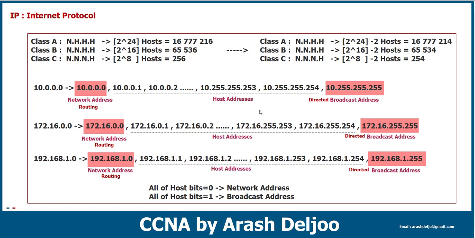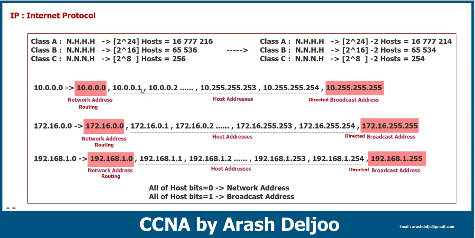And that is, when you are using all of the host bits as 0, this is the network address. When you are using all of the host bits as 1, this is the broadcast address. And we can't assign the network address or broadcast address to the hosts. We can use the network address for routing, and we can use the directed broadcast address when we need to send traffic to all of the systems in one network, as I mentioned before. But we can't assign them to the PCs, okay, because they have another usage.